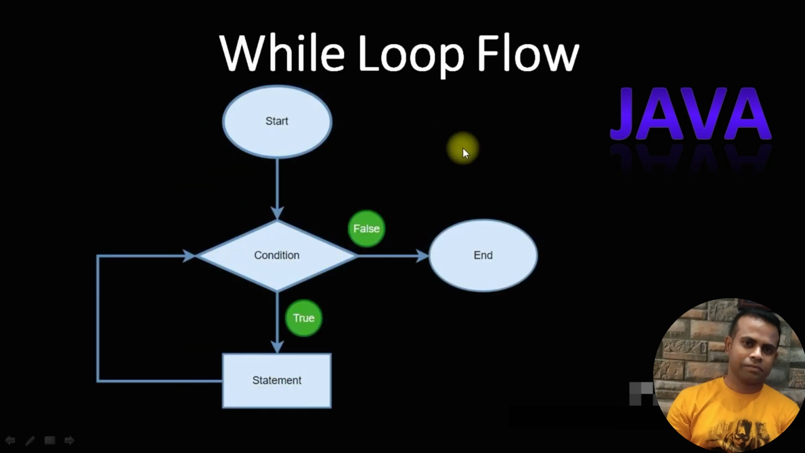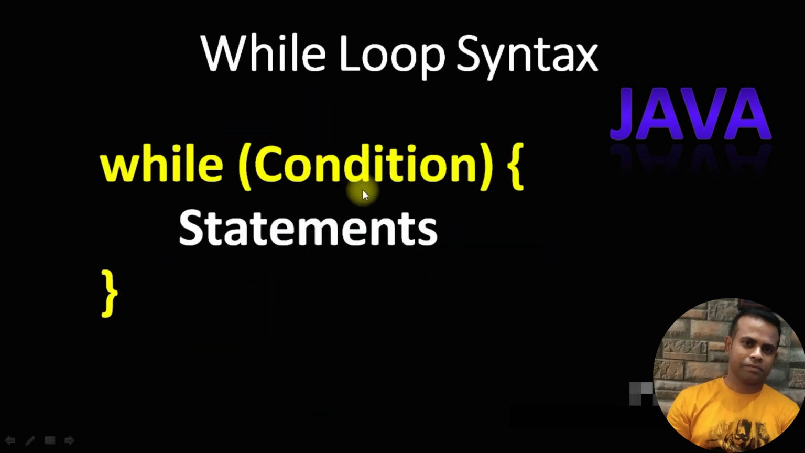Once you understand this flow of the while loop, let's check its syntax. We write while, then under brackets you have to write the condition, and here your loop starts and ends. If your condition is true it will enter the loop and execute your statements. Once the condition is false, it will just exit from the loop. So this is the syntax of the while loop, where you write the while keyword, then your condition under brackets, then the loop start and end, and in between you can execute your logic.